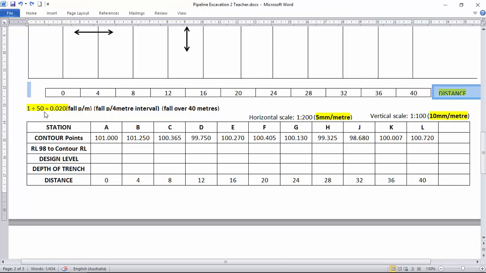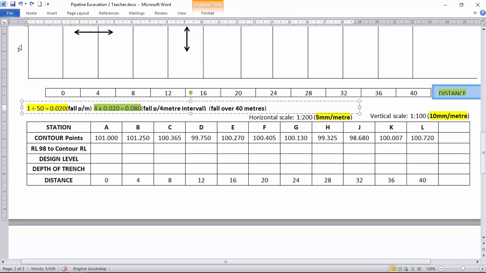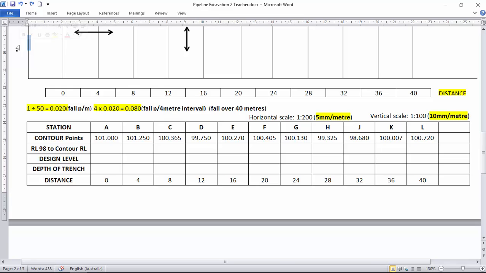Our grade is 1 in 50, so to determine the fall per metre, we divide our 1 by 50 and that gives us 20 millimetres fall per metre. Our contour intervals are 4 metres apart, so we need to determine what the fall is over 4 metres. We simply times our 20 millimetres by 4 and that gives us a fall of 80 millimetres per 4 metre interval.